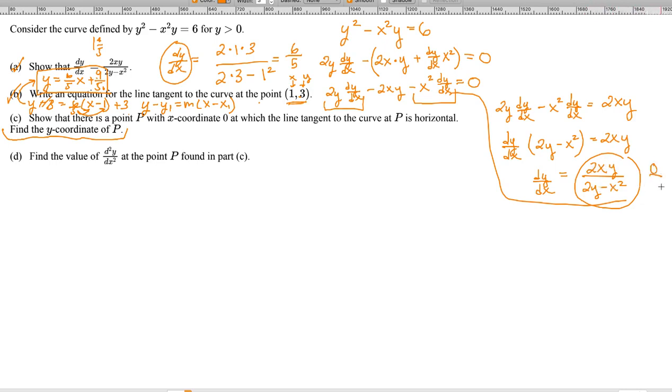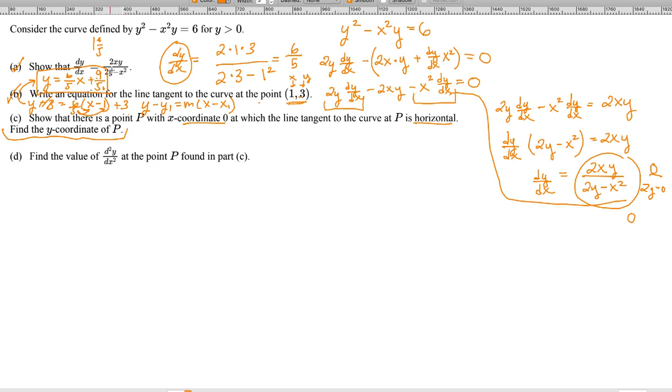And then you're going to get a 0 over here, but 2y might not be 0. So you're going to get 0 over 2y, which is 0. So the moment x is 0, the slope is 0, and the curve is horizontal. So x is 0, the curve is horizontal. Now we need to find the y coordinate.